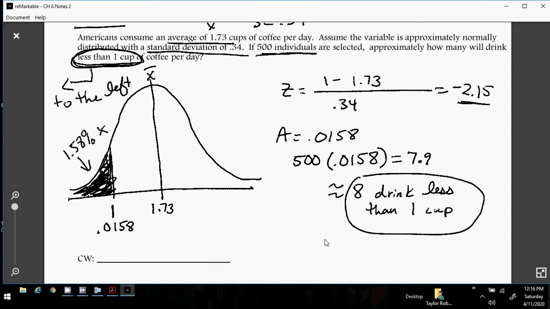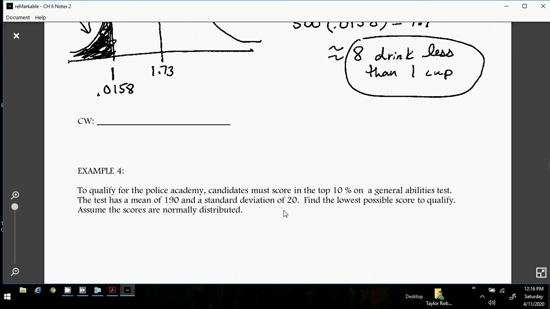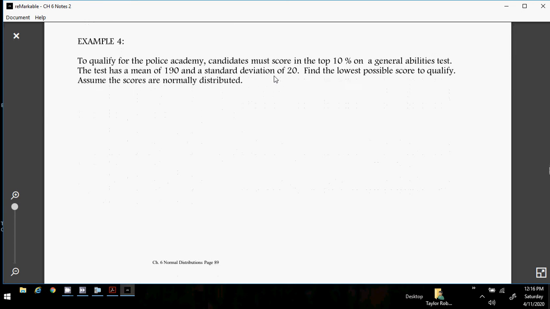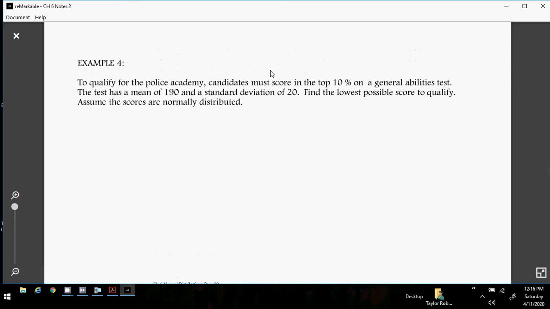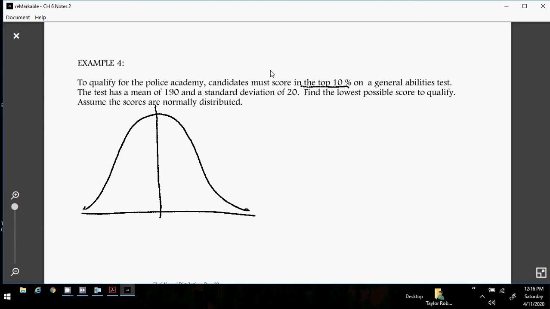Alright, for example 4. Alright, this one's a little more difficult. It says to qualify for the police academy, candidates must score in the top 10%. Well, if I were to draw that on my bell curve, draw a bell curve, put our X bar in the middle like always, the top 10% would be on the very far right.